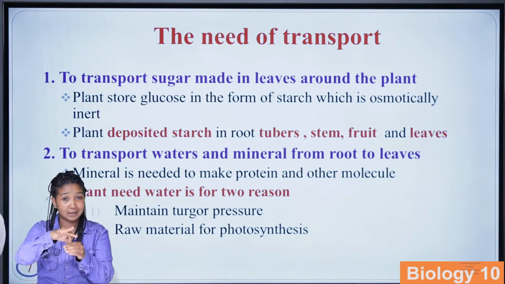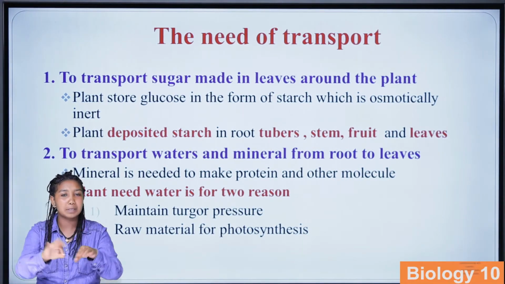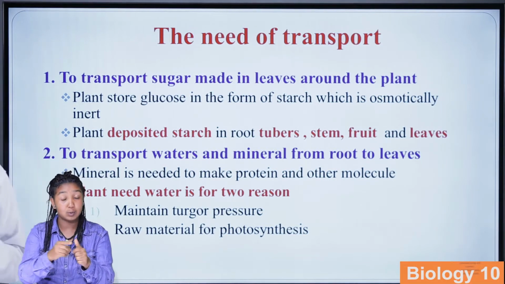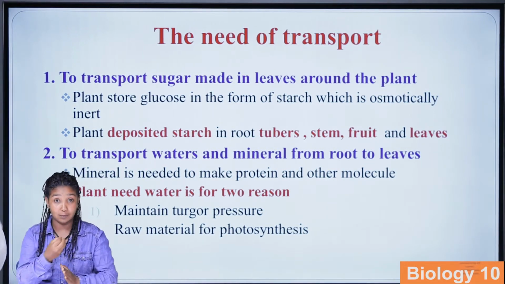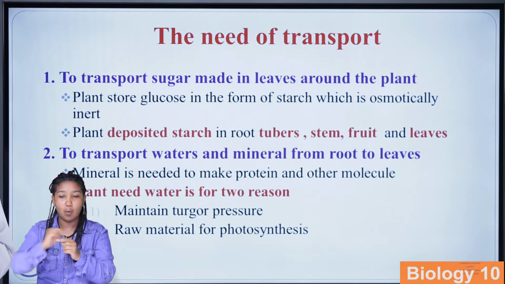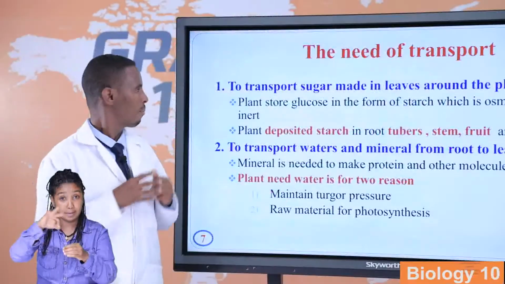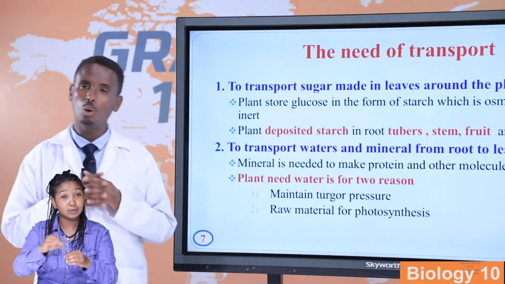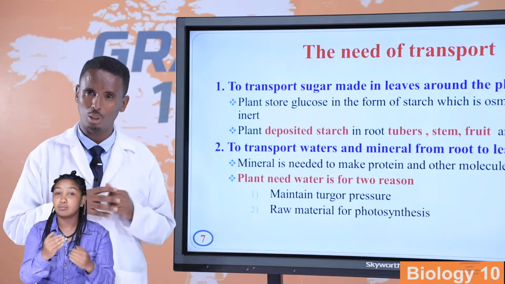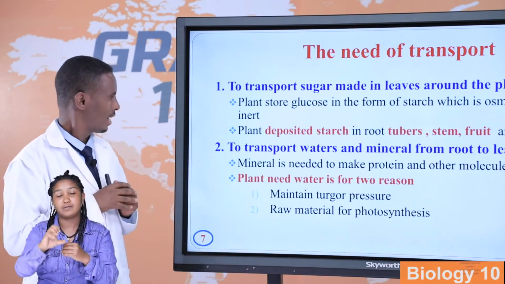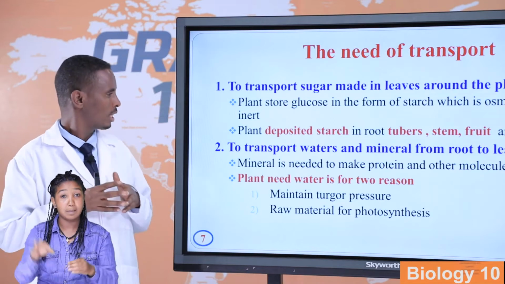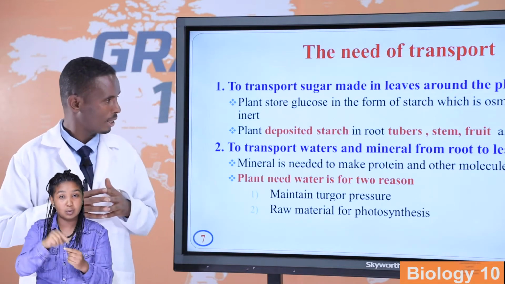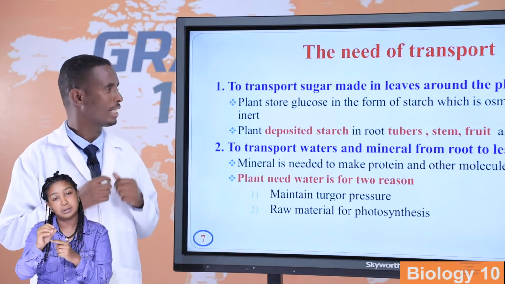For what purpose does a plant need transport? First, to transport synthesized food from the leaf to all parts of the plant. Plants store synthesized glucose in the form of starch, which is osmotically inert. And plants store the deposited starch in the root, tuber, stem, fruit, and the leaf.